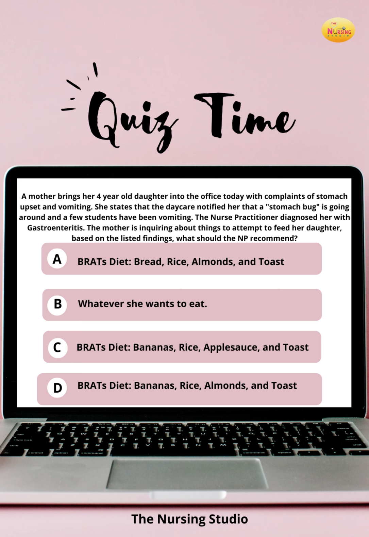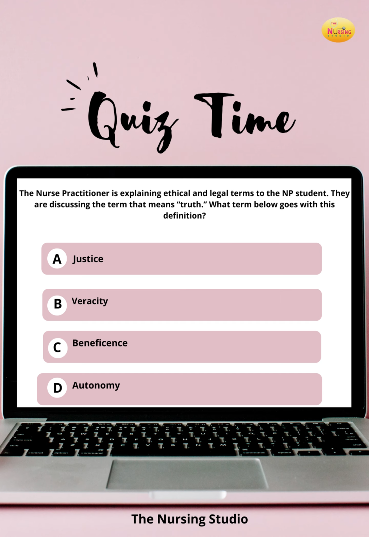So C, BRAT diet. And then the last question for today: the nurse practitioner is explaining ethical and legal terms to the nurse practitioner student. They're discussing the term that means truth. What term below goes with this definition? Is it A, justice, B, veracity, C, beneficence, or D, autonomy? All right, take a moment to tell me what you got, you guys, in the comments.